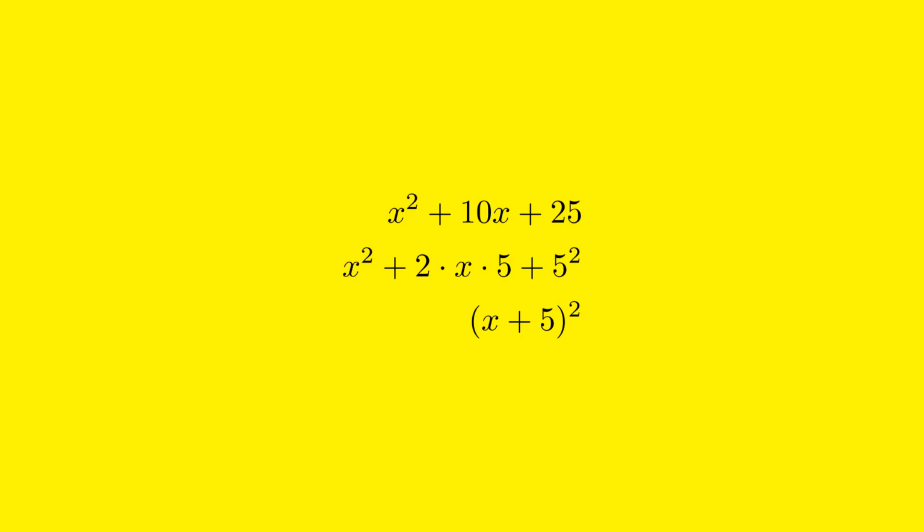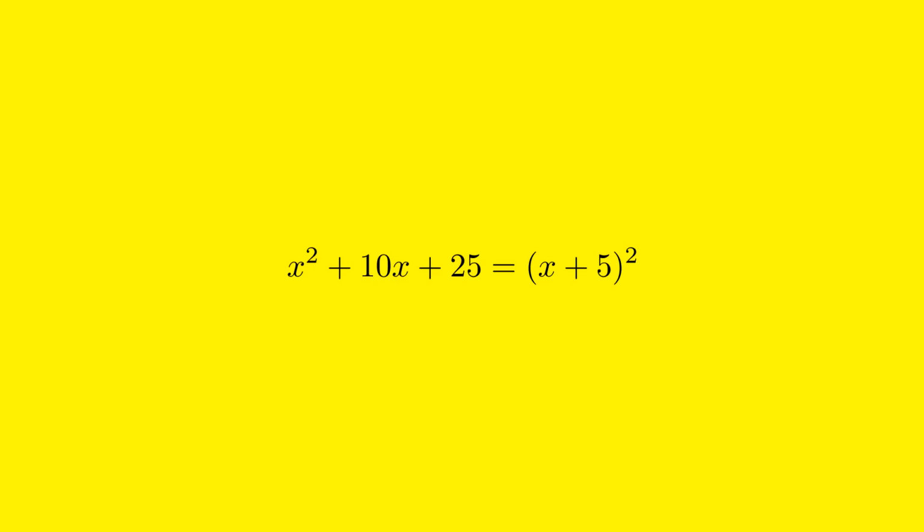Note that 10x can be written as 2 times x times 5. Thus, x is a, and 5 is b. This confirms that the given expression x squared plus 10x plus 25 fits the format of a squared plus 2ab plus b squared. Therefore, it can be rewritten as (x plus 5) squared.